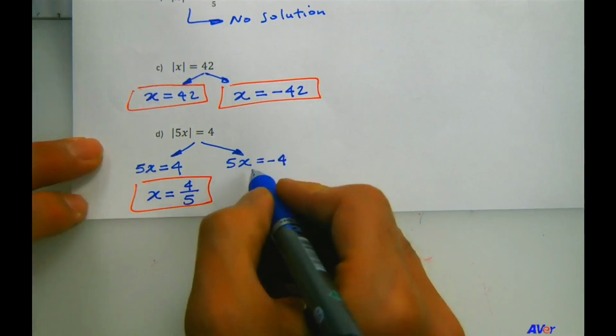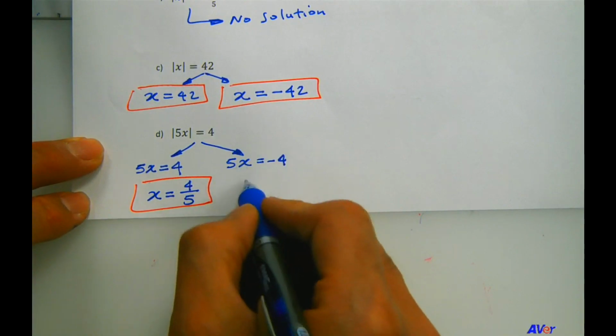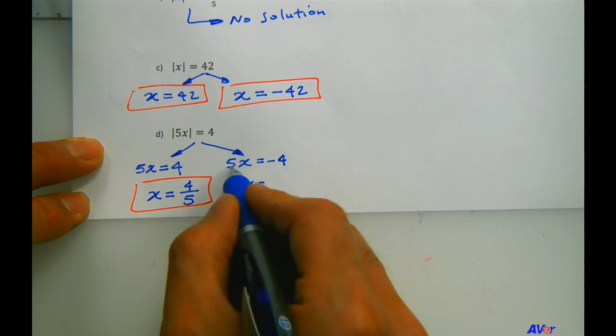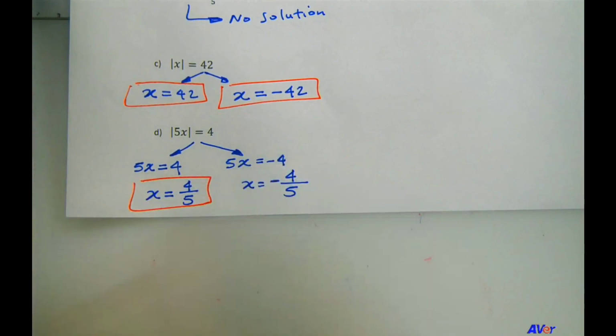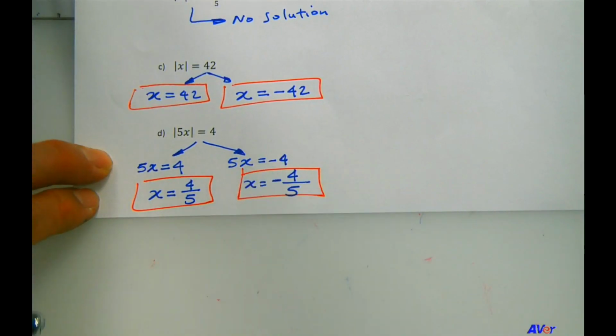From this path, again, we isolate x by dividing both sides by 5. So we end up with -4/5, like that.